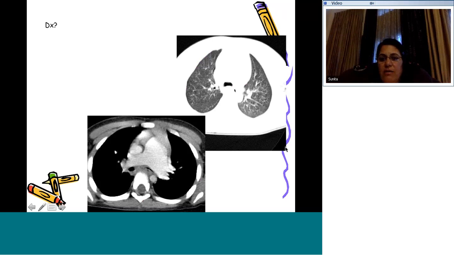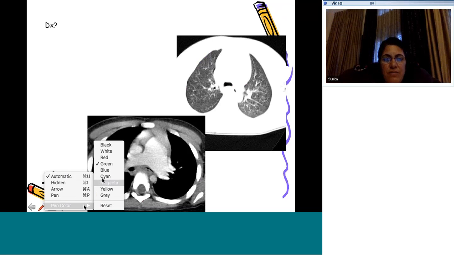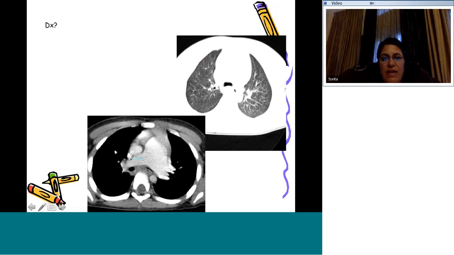Now, what is the diagnosis here? This is echo-wise tetralogy of Fallot, but you see this on CT. What is your diagnosis? So, TET absent valve, right? Because you can see these very dilated branch pulmonary arteries here.